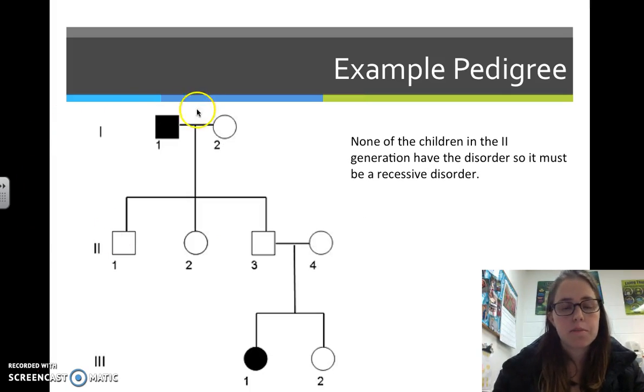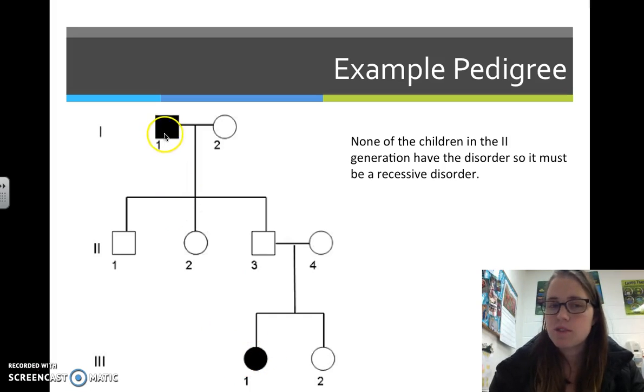Here's another example. So we have dad is affected, mom is not affected. Now here you can figure out that it is a recessive disorder, because if dad has it, we can figure out it's going to skip a whole generation. Look, and then it's going to pop back up. And oftentimes recessive disorders skip a whole generation and pop back up.